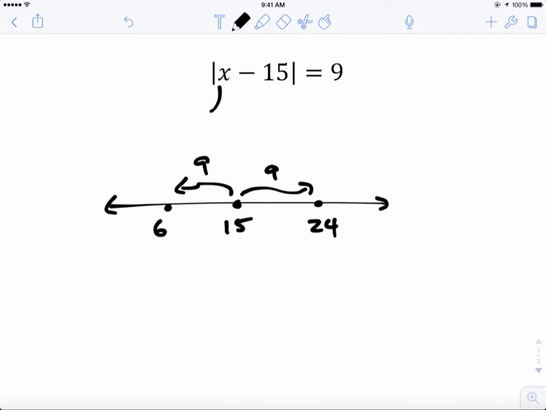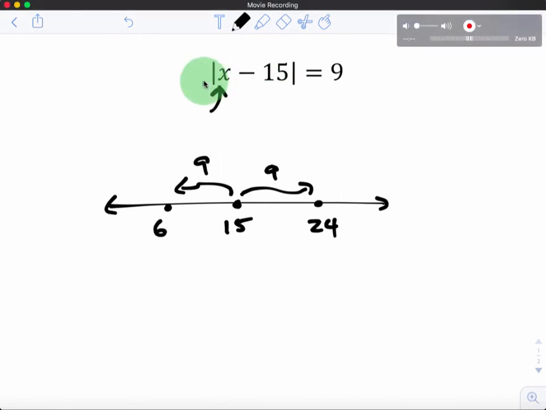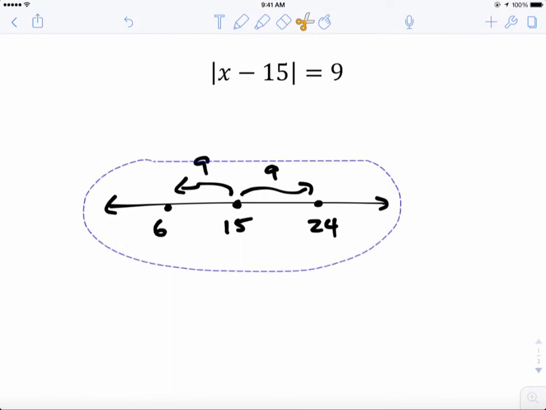And heck, if you actually substitute these in, you will get some true statements, right? 24 minus 15 is 9. The absolute value of 9 is 9. 6 minus 15 is negative 9. The absolute value of negative 9 is 9. So here's an intuitive, visual way to solve this equation, I think pretty easily. So we already know our solutions are going to be 24 and 6.